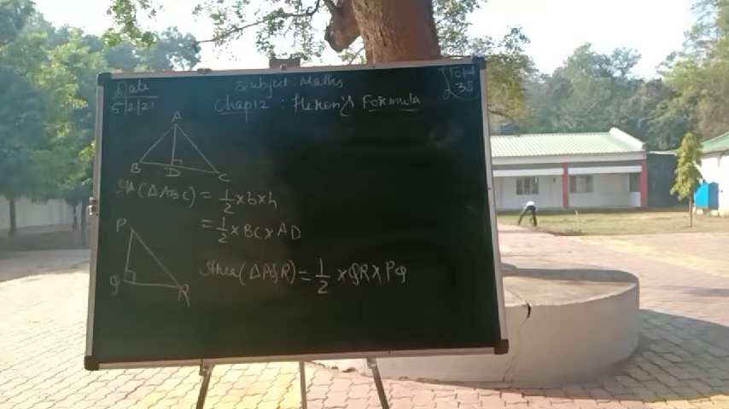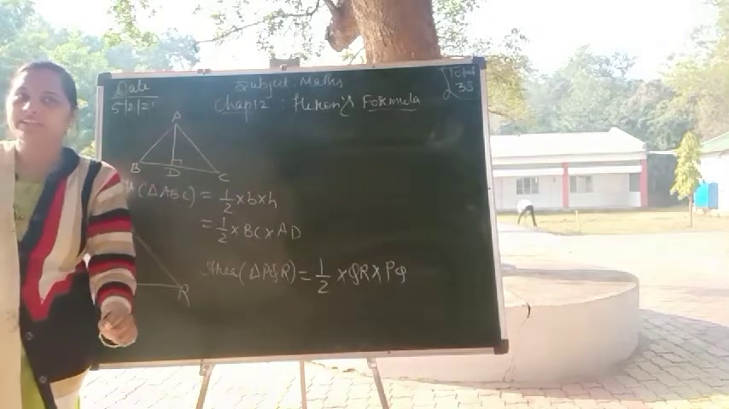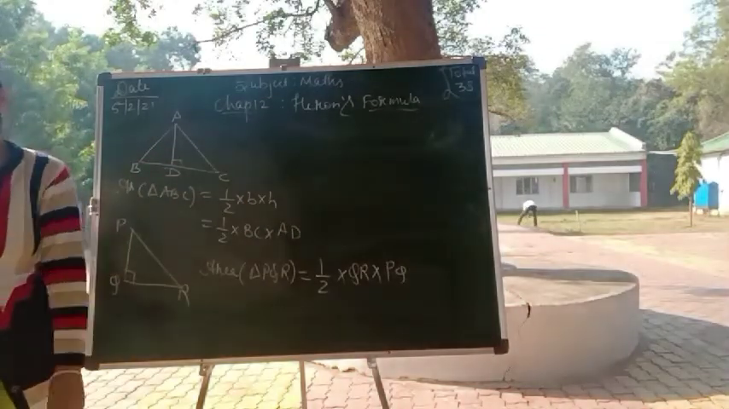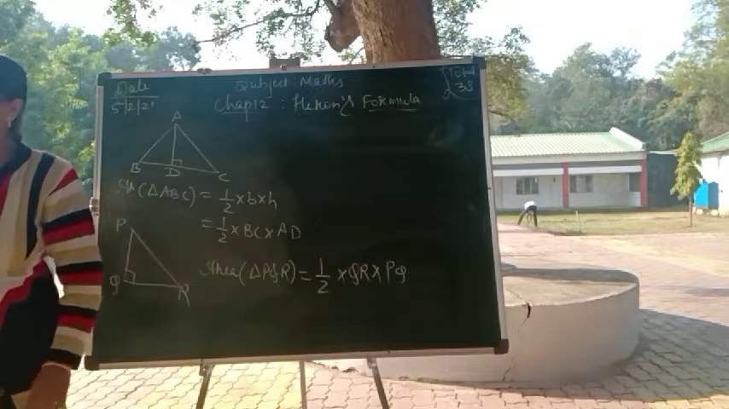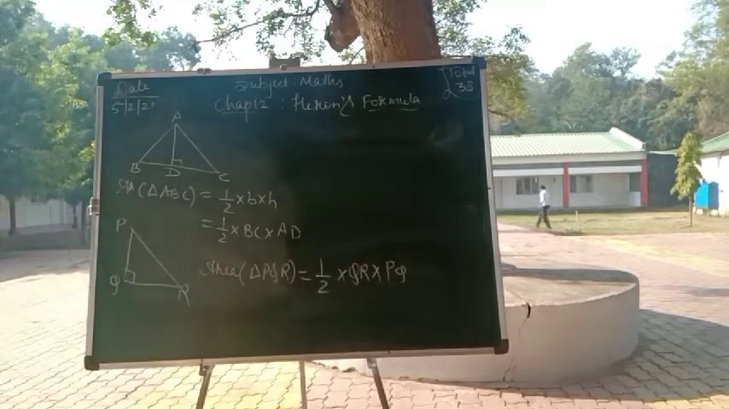If I don't know the height of the triangle, then this Heron's formula will help me to find out the area of the triangle when I know the three sides of the triangle. But the condition is what? If you don't know the height, you should know the three sides of the triangle. Okay.